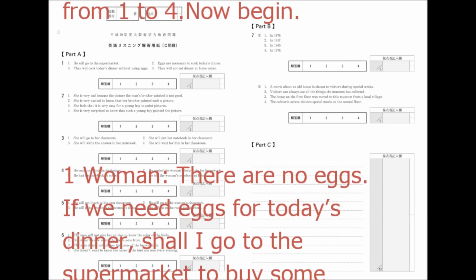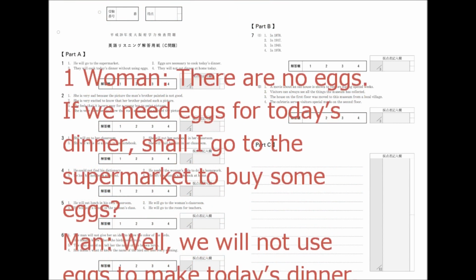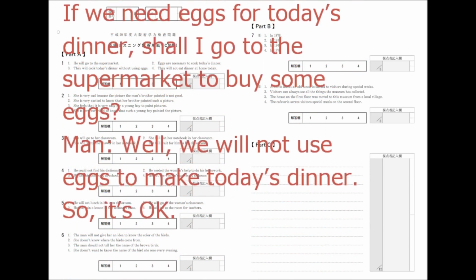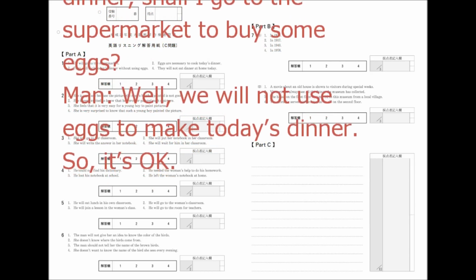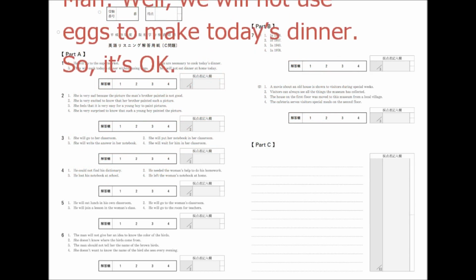Now begin. Number 1. There are no eggs. If we need eggs for today's dinner, shall I go to the supermarket to buy some eggs? Well, we will not use eggs to make today's dinner, so it's okay.